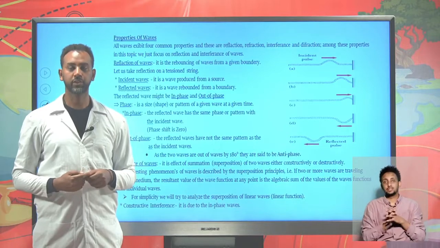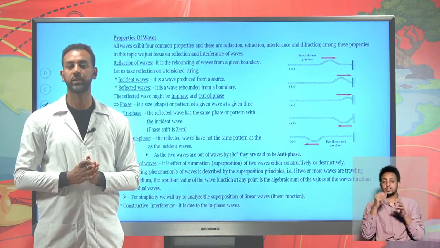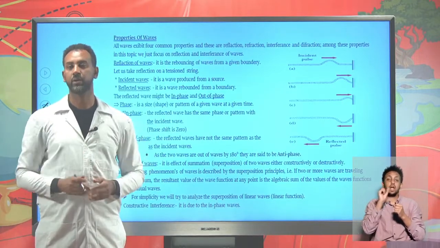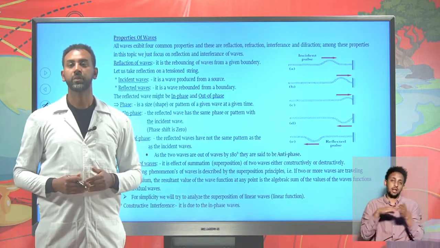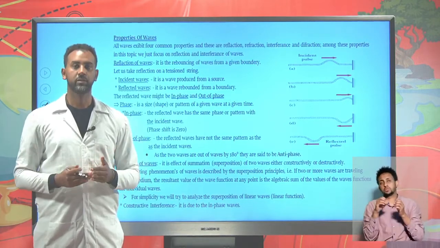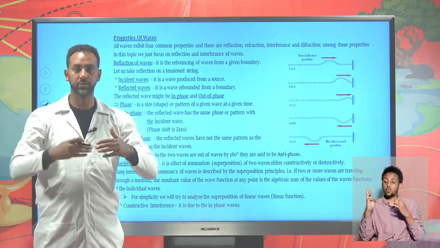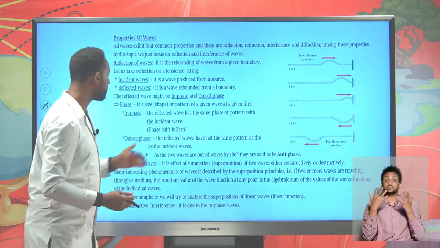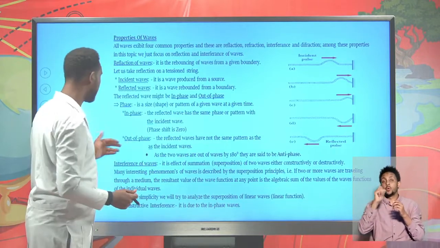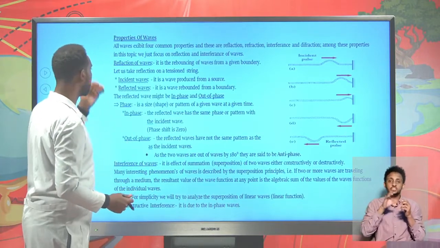There might be diffraction. Waves have a tendency to be scattered whenever there is a gap or an obstacle. Or it might interfere. Waves can interfere. If you have two waves, one wave might interfere with the other wave. So the four main properties of waves are reflection, refraction, diffraction, and interference.